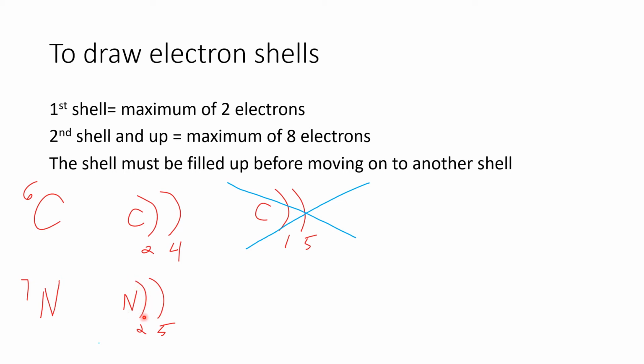So after I completely fill up my first one, it's okay for me to draw a second one, and I'm going to go ahead and put 5 electrons in the second one. So that 2 plus 5 would give me 7. Now it's fine if your second shell is not completely filled up, because that's it, you're out of electrons for nitrogen in this case. So first shell gets 2, second shell gets 5 for a total of 7.